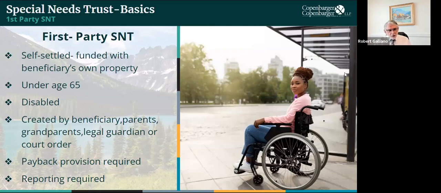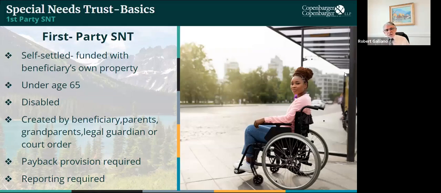Obviously, they have to qualify as being disabled under the determination of disability under the Social Security Act, and the trust can be created by parents, grandparents, legal guardians, or a court order. And recently, the law changed, and it allows the actual beneficiary to create their own first party trust.